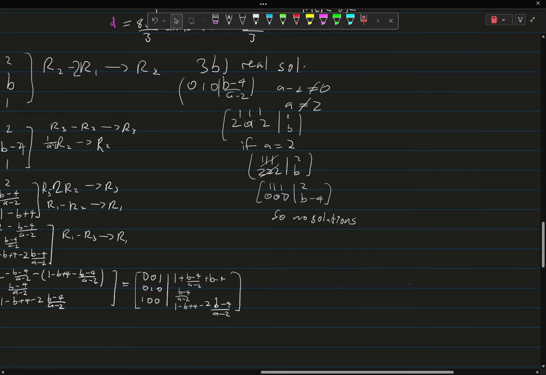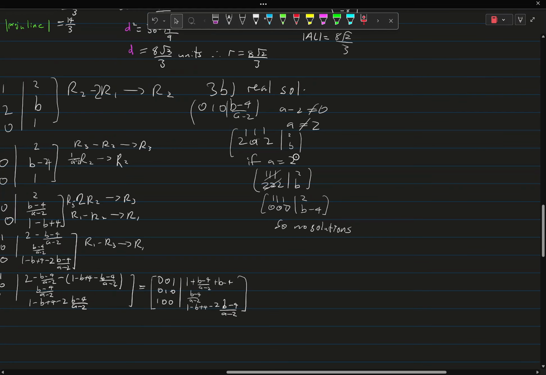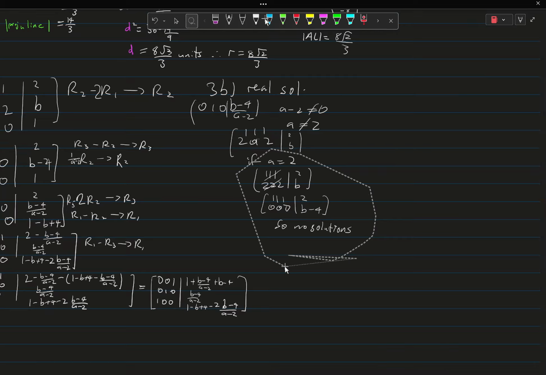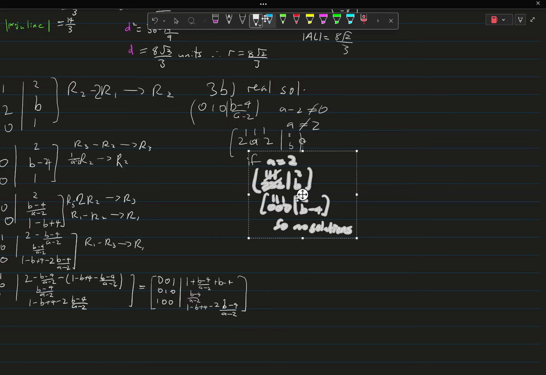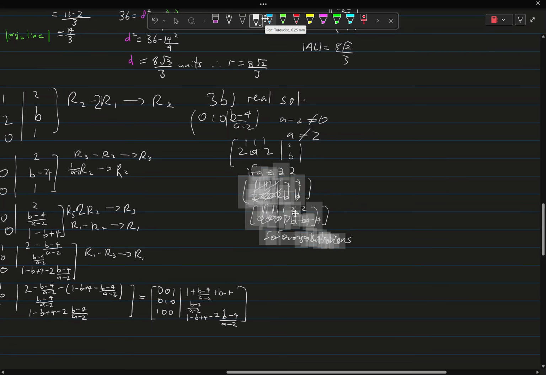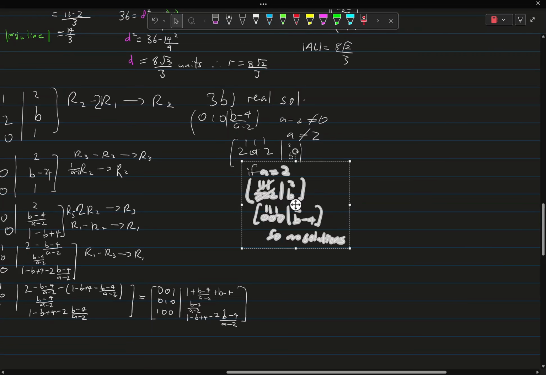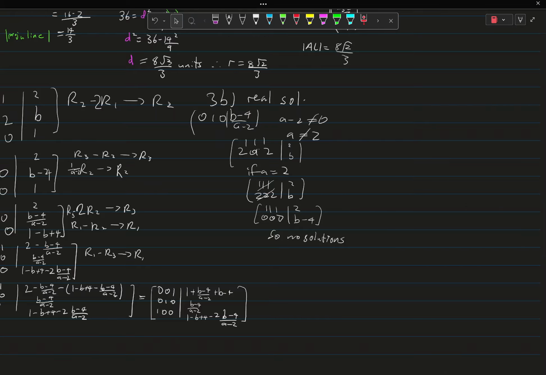So A can't equal 2. B doesn't have to be anything, so B is real, A is real, but not 2. So A just can't equal 2 for a real solution. Let's move on to the other one.